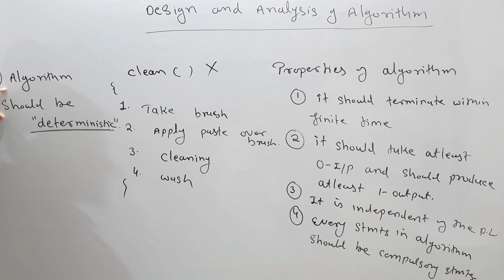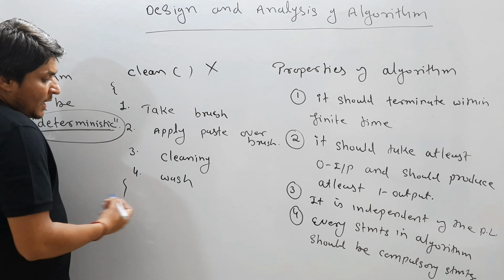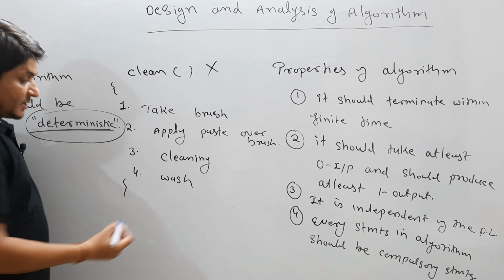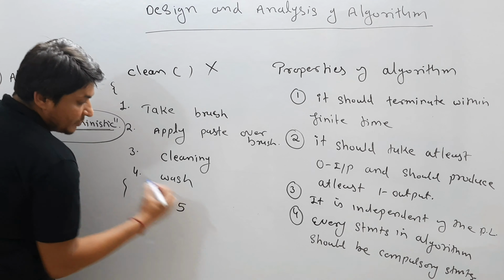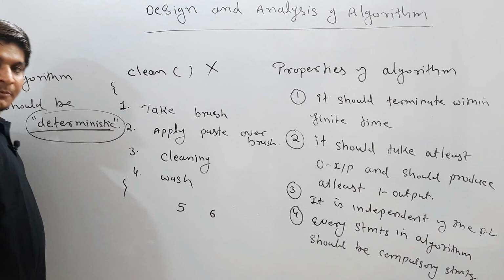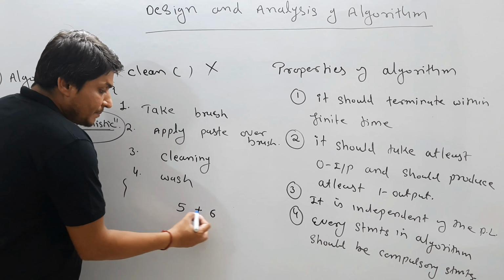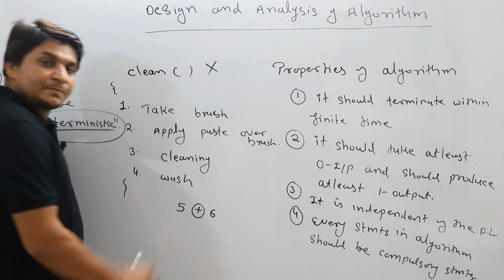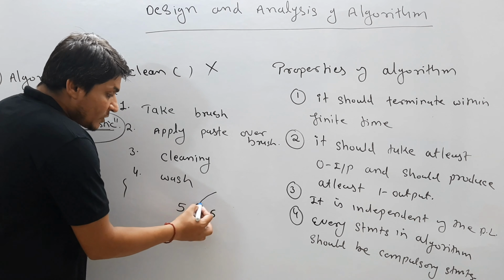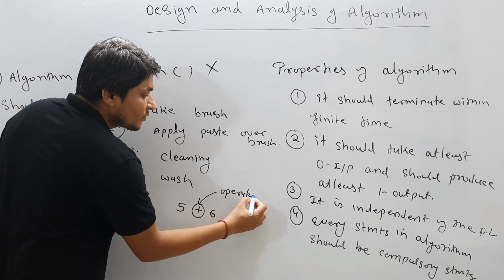Algorithm should be deterministic. What is the meaning of this keyword? What is the meaning? Deterministic means what? Let me explain this. Let's say I just want to perform addition of 2 numbers. Let's say the first number is 5 and the second number is 6. Correct? Now, in between these 2 numbers, I am simply using 1 plus operator. Correct? What is the nature of this operator?